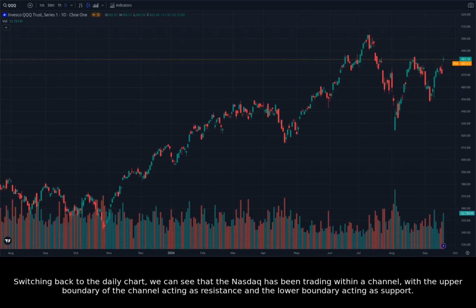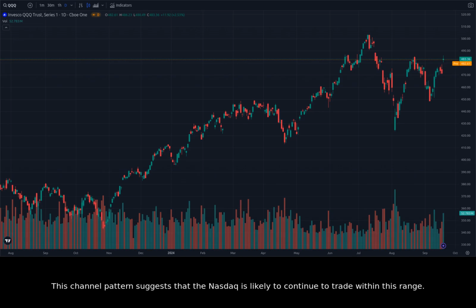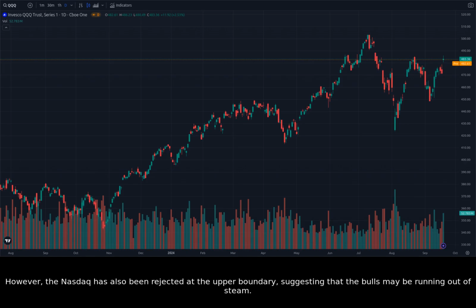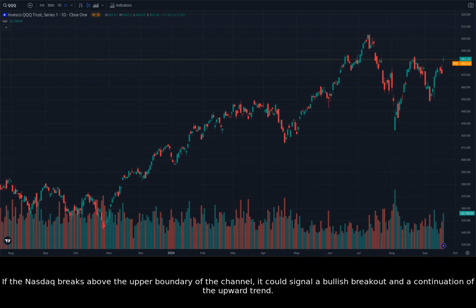Switching back to the daily chart, we can see that the Nasdaq has been trading within a channel, with the upper boundary of the channel acting as resistance and the lower boundary acting as support. This channel pattern suggests that the Nasdaq is likely to continue to trade within this range. The Nasdaq has recently tested the upper boundary of the channel, indicating that there is still some buying pressure in the market. However, the Nasdaq has also been rejected at the upper boundary, suggesting that the bulls may be running out of steam.